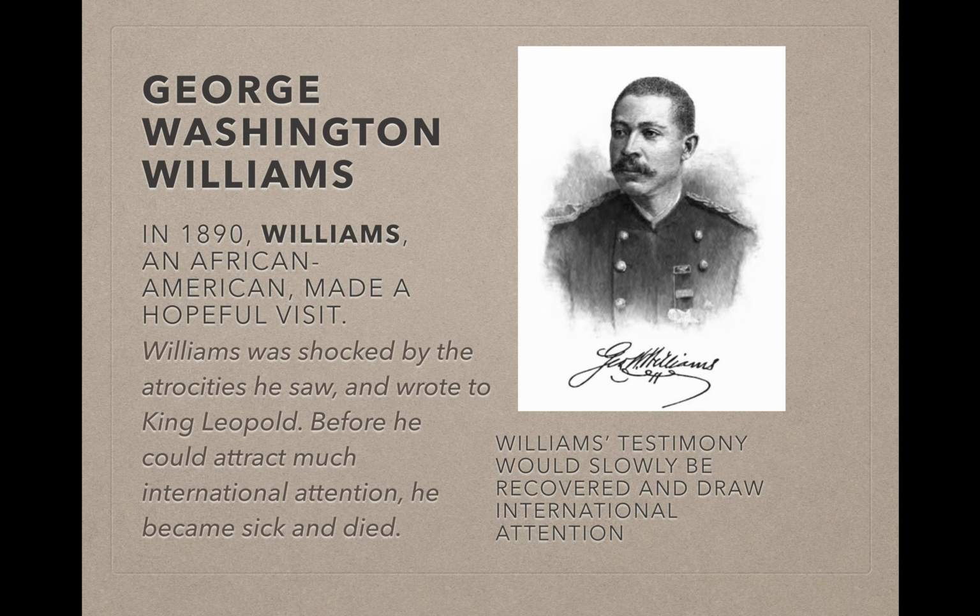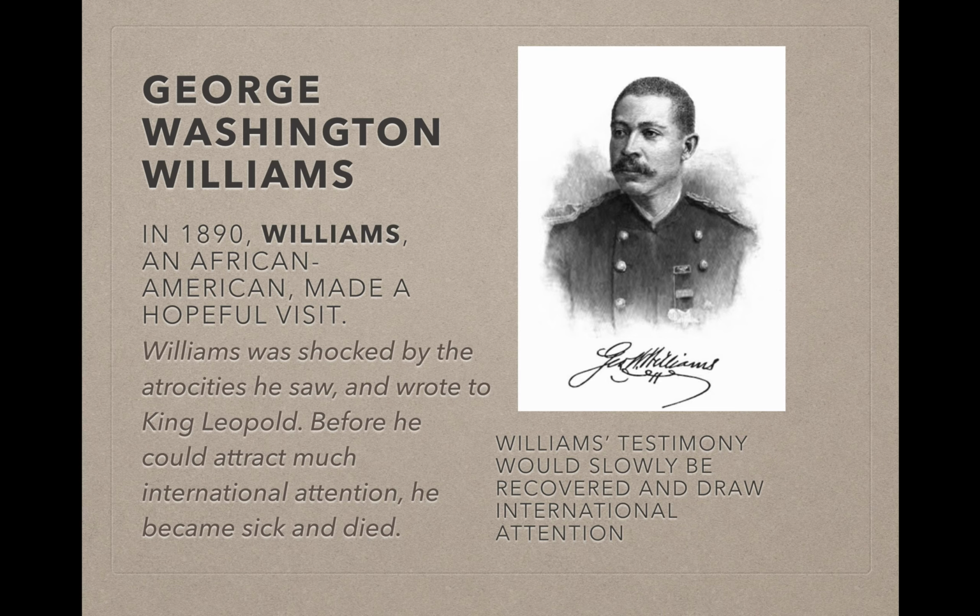The first people to really publicize this were, for instance, a guy named George Washington Williams. He was an African-American guy, and he went to the Congo kind of on a hopeful visit. His family members had been slaves, and he was interested in kind of seeing Africa, or seeing his homeland. When he got there, though, he saw what was going on, and he was shocked, and he wrote to King Leopold. He planned to publicize this, but he actually got sick and died.